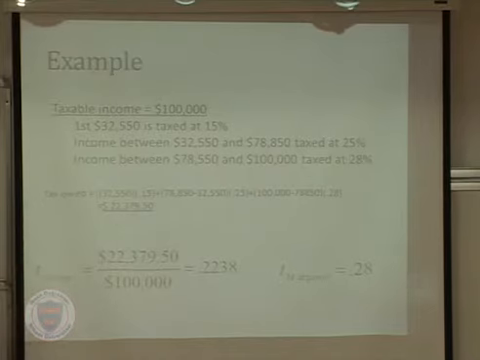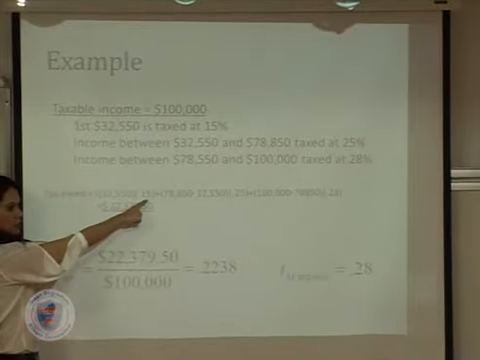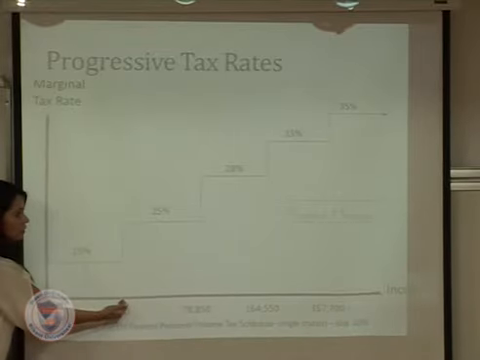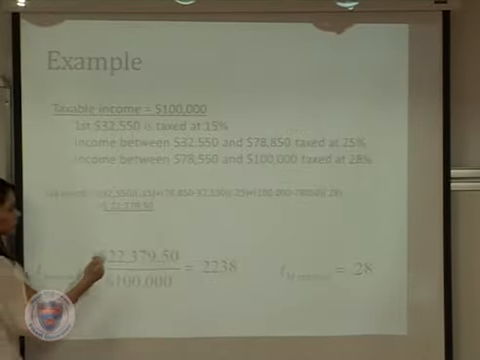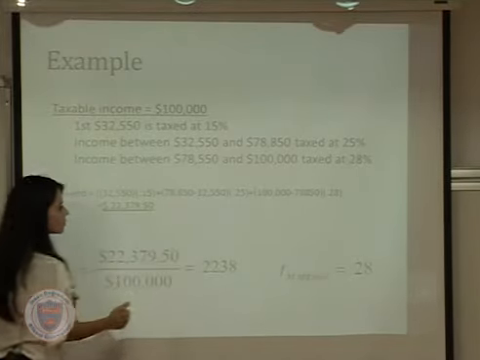So first you need to calculate how much tax you owe to the government. For the first bracket, 3255, you pay 15%. Then from 78 to 32, in that range, you pay 25%.